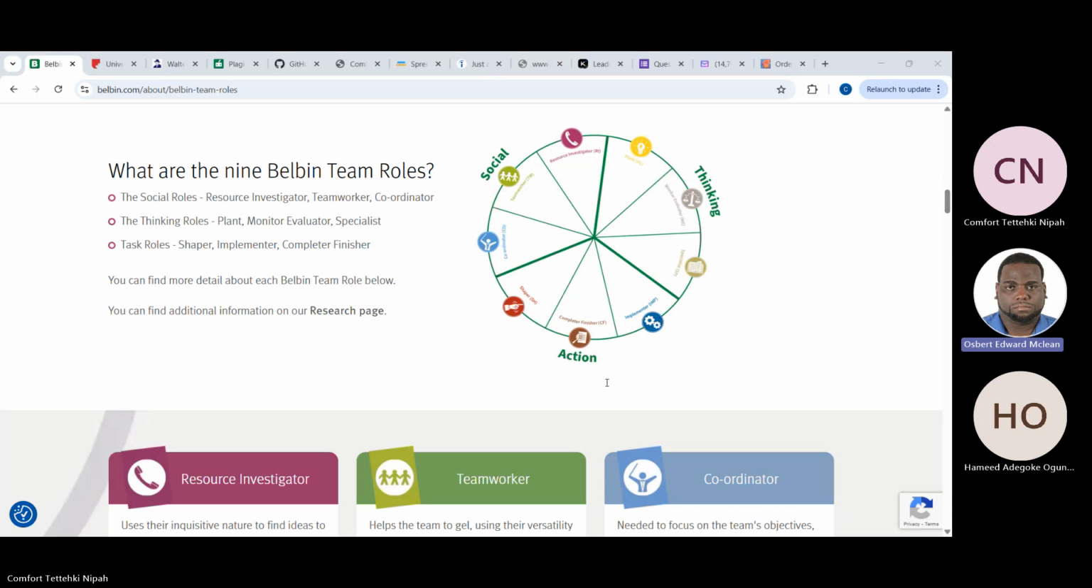But as you were explaining, Comfort, about the implementer, we implementers are organized. We are very dependable. We're skilled at converting our ideas into concrete plans. But as you know, to every good side, there's a bad side, which is we don't like change. We may resist change or new approaches to new plans.